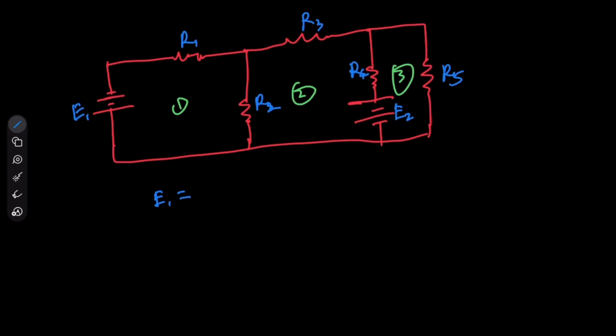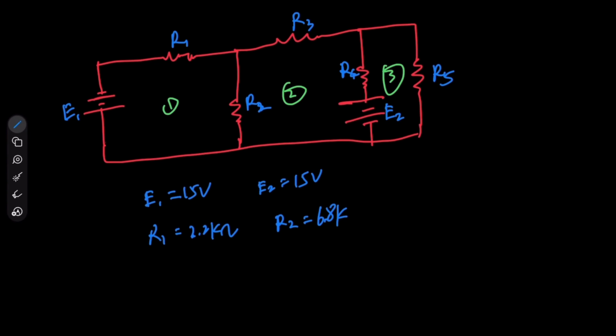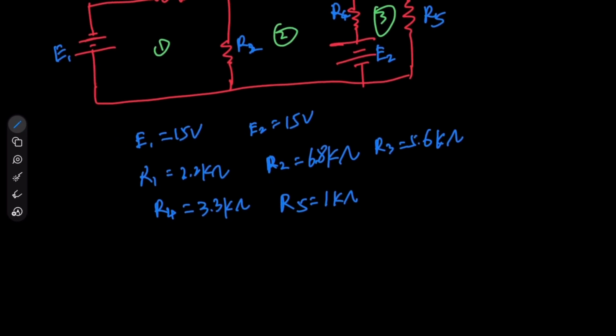So let's say E1 equals 15 volts, E2 equals 10 volts, R1 equals 2.2 kilo ohms, R2 equals 3.8 K, R2 equals 6.8 K ohms, R3 equals 5.6 kilo ohms, R4 equals 3.3 kilo ohms, R5 equals 1 kilo ohm. So here we have three loops and 2 power sources.